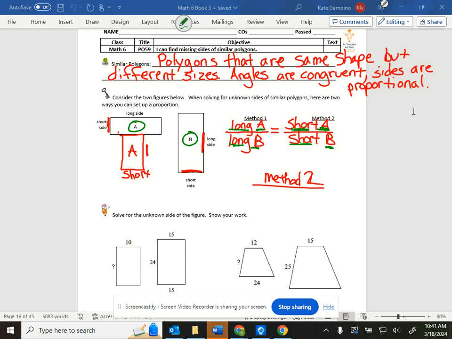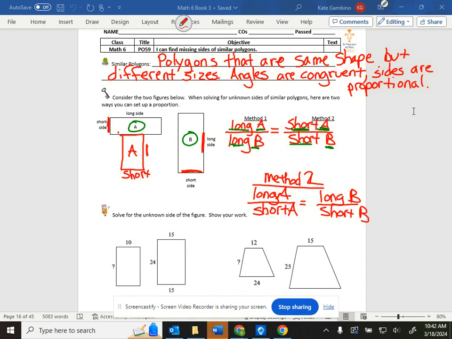Our second method is going to do long A over short A. So if I have long A on top and short A on bottom, any guess on what I'm going to put on top, Melanie? Long B. Very good. Because if I have long on top, I'm going to put long on top. Short on bottom, short on bottom.